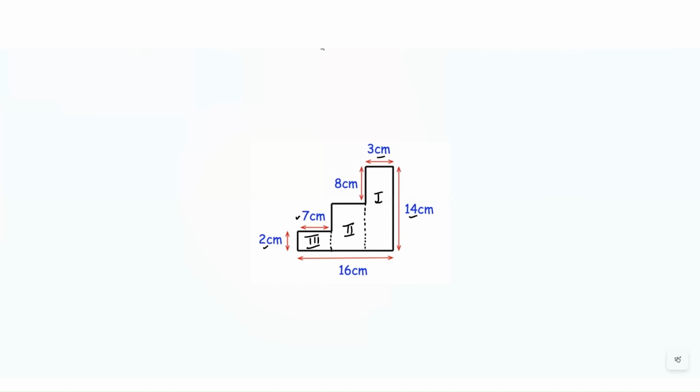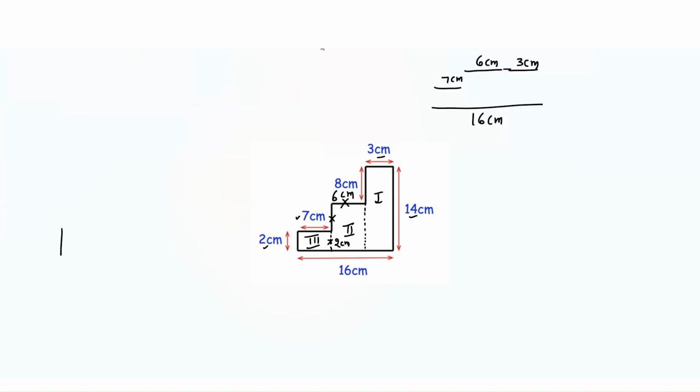So for that, I will find out this one first. This one I already know, 2 centimeter, and now I need to find out this one. To find this one, I will make the bigger one 16 centimeter. This one is 7 centimeter, this one we don't know, and this one is 3 centimeter. So 7 plus 3 is 10, 10 plus 6 would be equal to 16 centimeters. So that means this is equal to 6 centimeters.